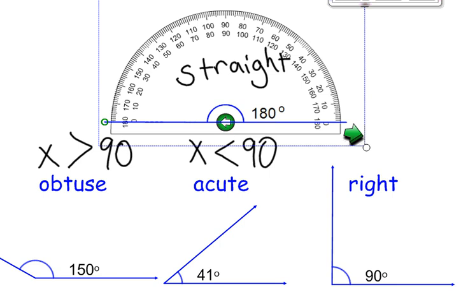Okay? That is our lesson for today. Hopefully it's a review type lesson and we can go on. For your sample, go ahead and draw an obtuse, an acute, and a right angle very neatly on your paper.